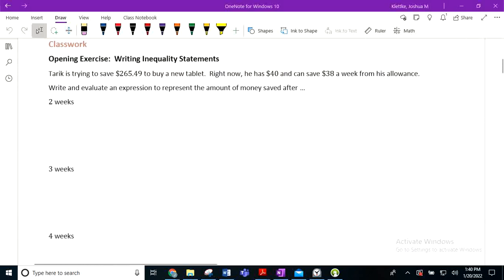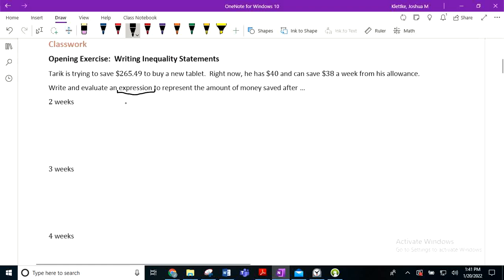So our expression. An expression is a number sentence with terms and variables, but it does not have an equal sign. So we want to write an expression. Pretty much it's asking us to figure out how much money he has saved after 2 weeks. Let's get into that first.